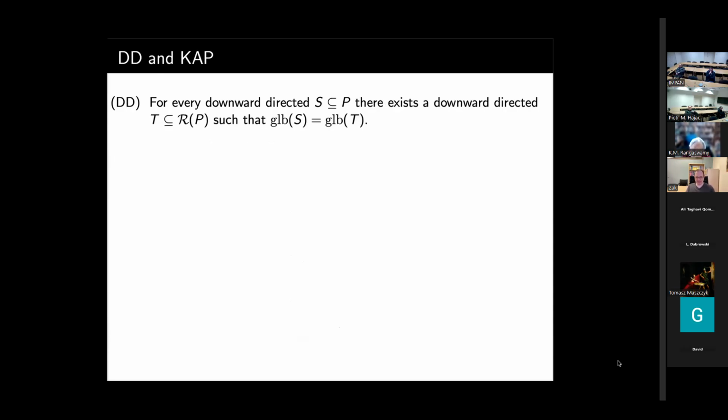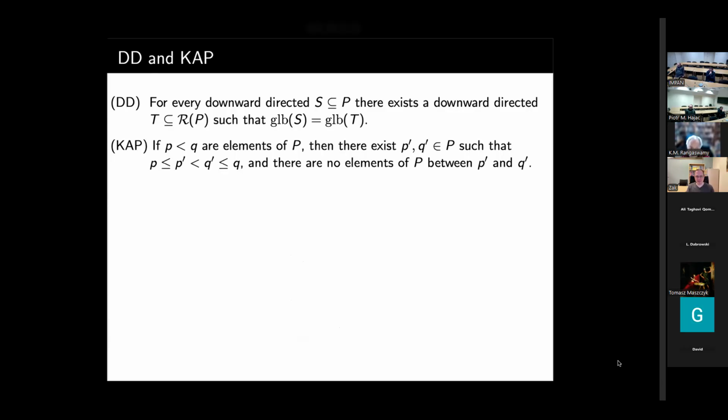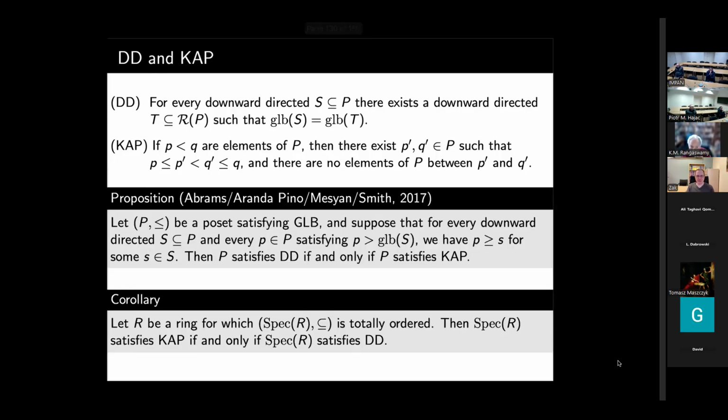Okay. The more interesting one is this DD condition. It's some kind of discreteness property. If you have a downward directed set, then you can find another downward directed set that has the same greatest lower bound, but it consists only of regular elements, ones that are not themselves greatest lower bounds for downward directed sets. What's interesting about it is that it's related to the Kaplansky condition. We showed that under some hypothesis they're equivalent. In particular, for a totally ordered set, these two conditions are exactly the same.